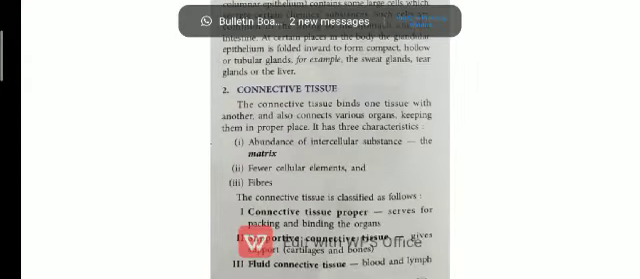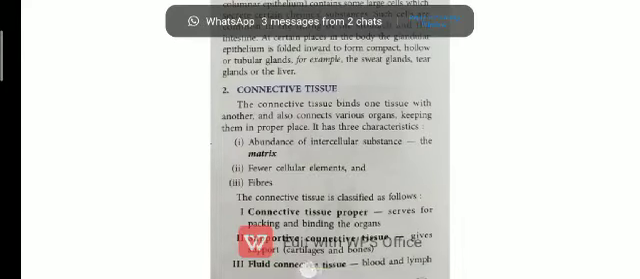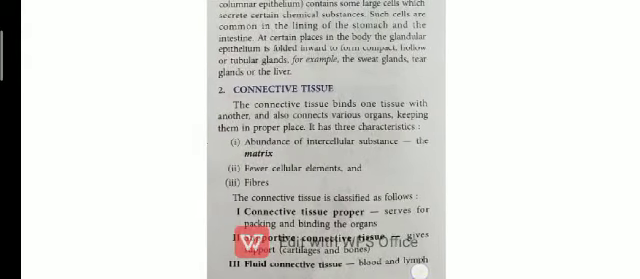Then we have the supportive connective tissue, which gives support, like we know that our body has a skeleton, which is made up of cartilages and bones. We have the fluid connective tissue, with two main types of vessels. First one is the blood vessel, into which blood flows, and the lymphatic vessel, into which lymph flows.